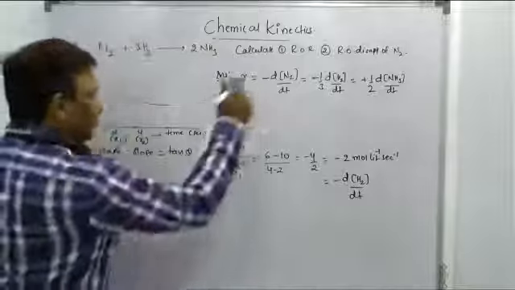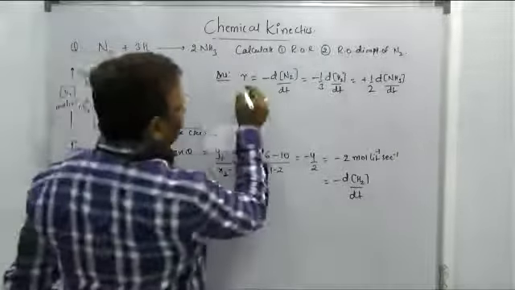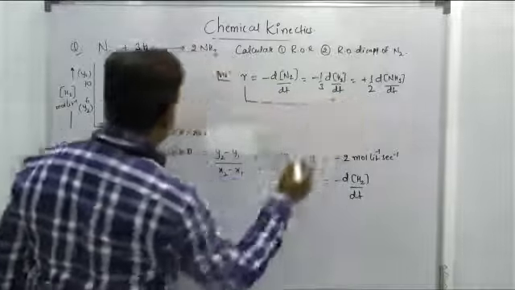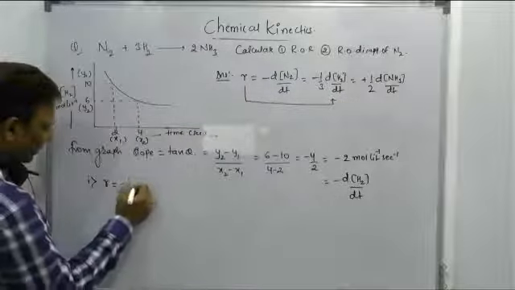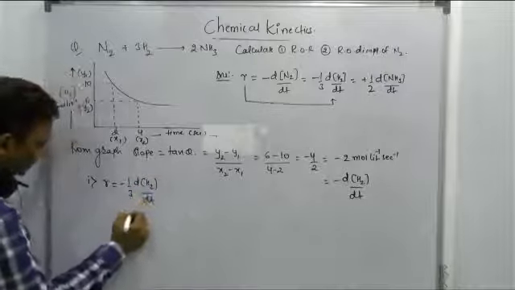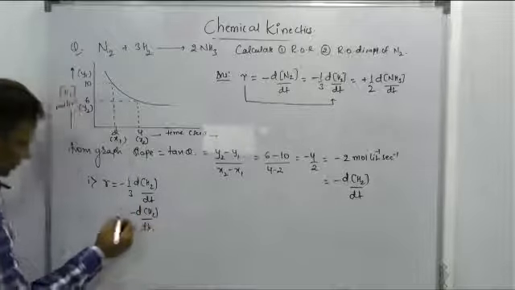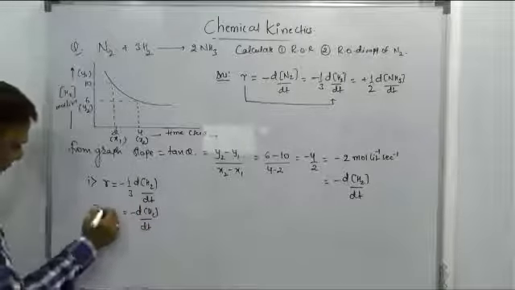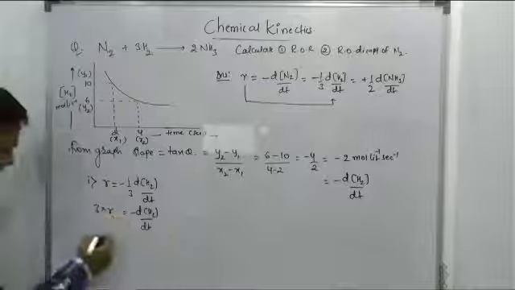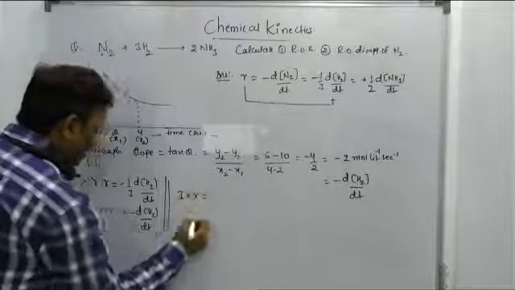Now see here. First one, ROR. Can we equate this ROR with this one? Yes, sir. That is equal to minus of 1 by 3 d concentration of H2 by dt. So the minus of d concentration of H2 by dt is equal to, 3 comes here, beta, 3 times of ROR. I'll write here: it is 3 times of ROR equal to what?